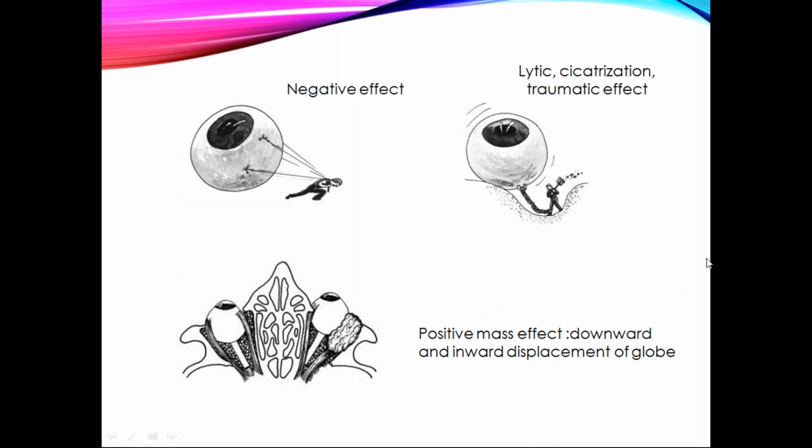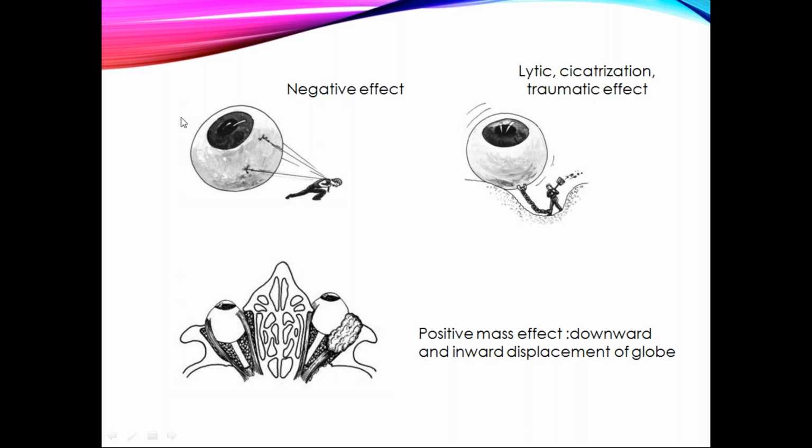So when does a proptosis occur? Whenever there is a trauma, or it can erode the bone, and there can be lytic lesions of the bone, then also proptosis can occur. Whenever there is a positive mass effect, for example, if you see here, there is a lacrimal gland tumor which is pressing the eyeball, so the eyeball gets pushed inferonasal. So, downward and inward displacement of the globe due to the positive mass.